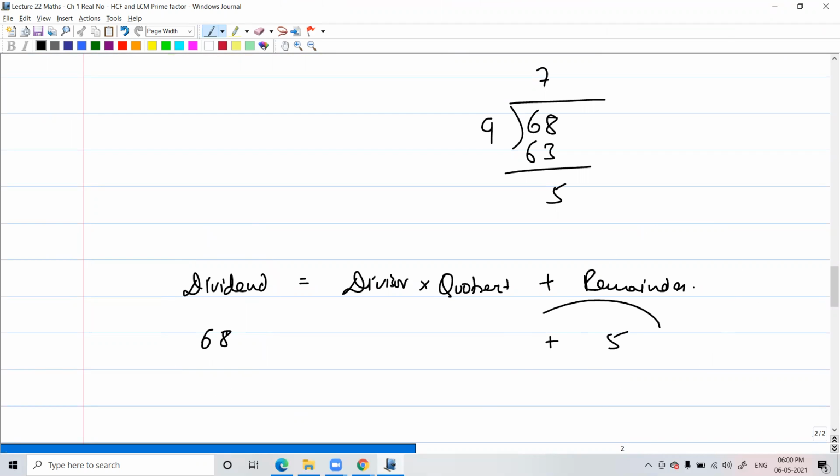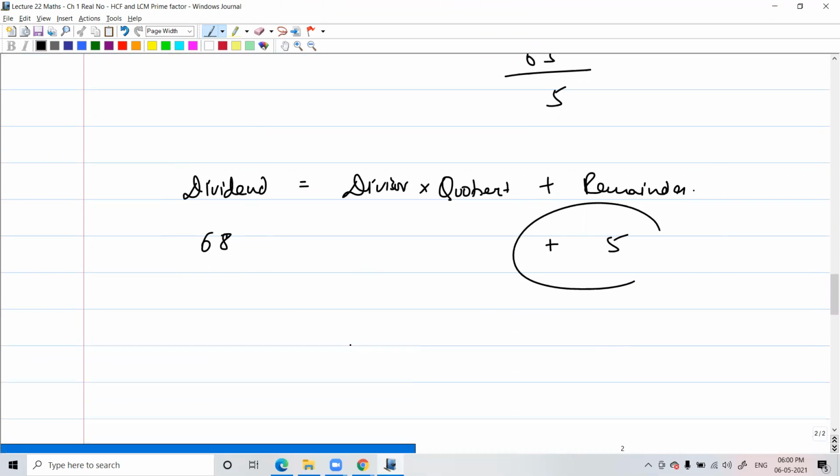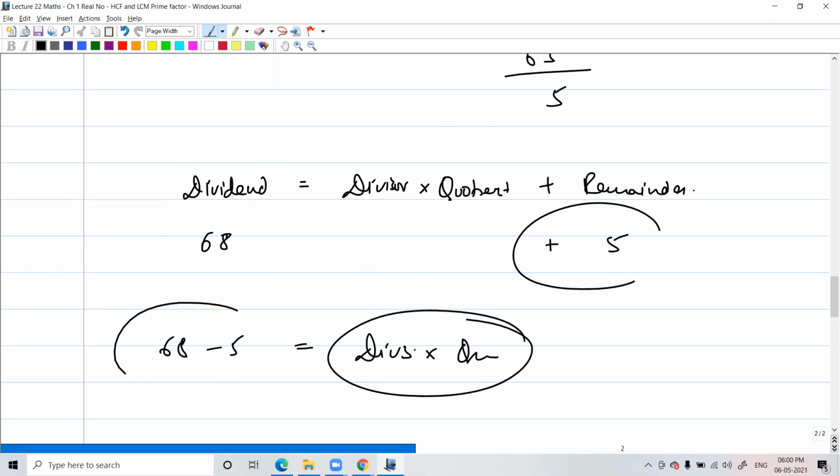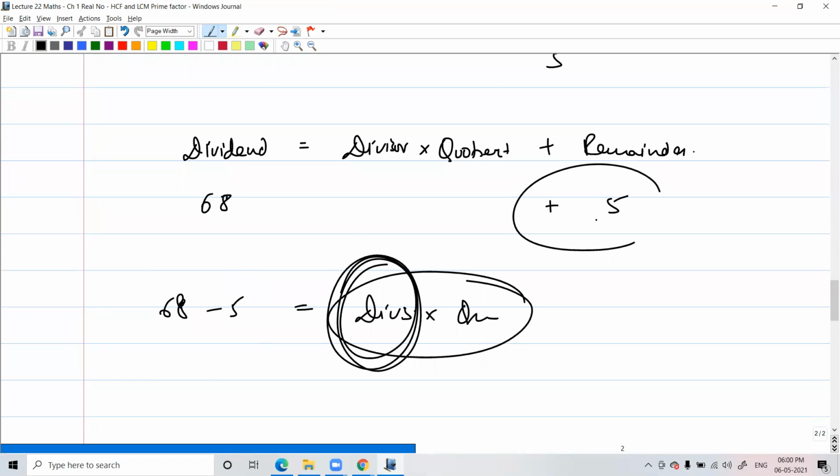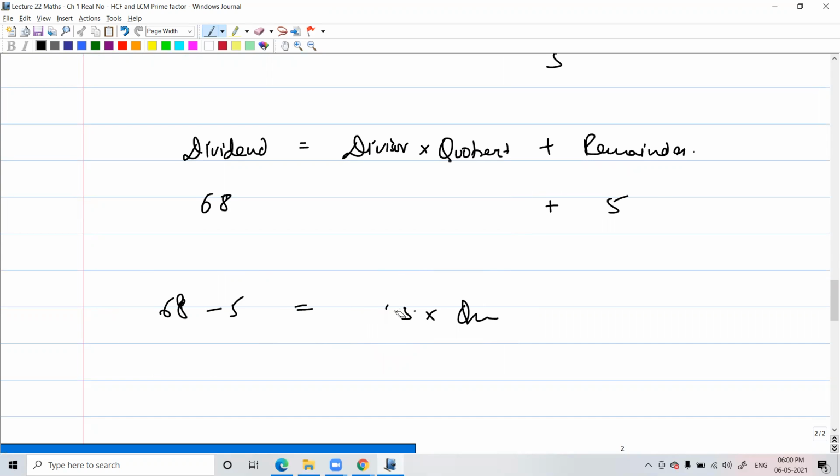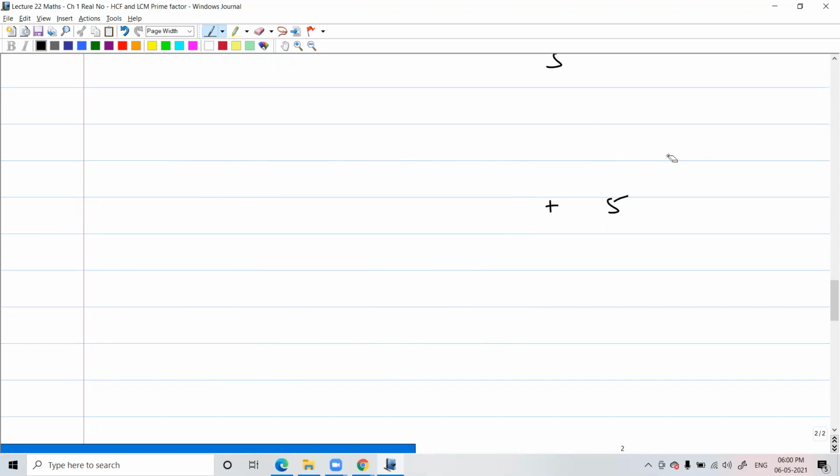So what you do, you move the remainder to the left hand side. That is 68 minus 5. That should be equal to your divisor into quotient. So now this number 68 minus 5 is completely divisible by your divisor, right? Because divisor into quotient gives you that number. Does it make any sense? Yes, sir. So it should be 9 into 7 and that will become 63. So the same logic we have to apply here also. If you want to have a remainder 5, that means you have to subtract 5 from all the numbers.